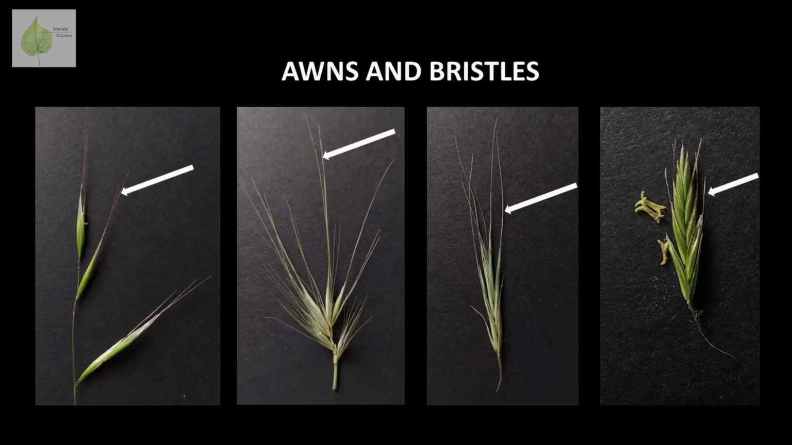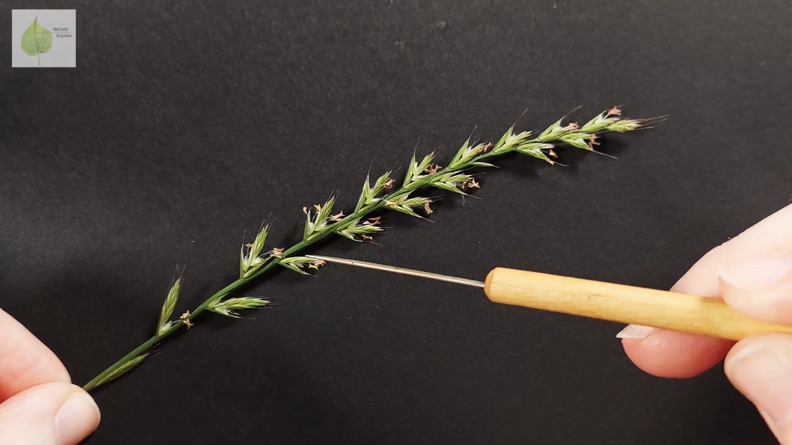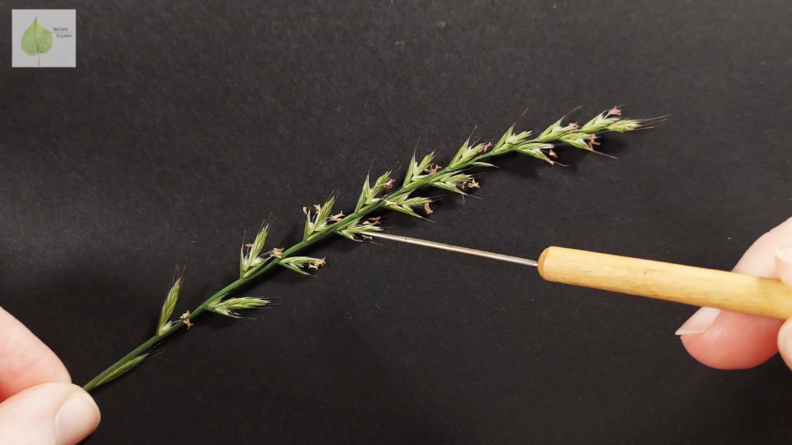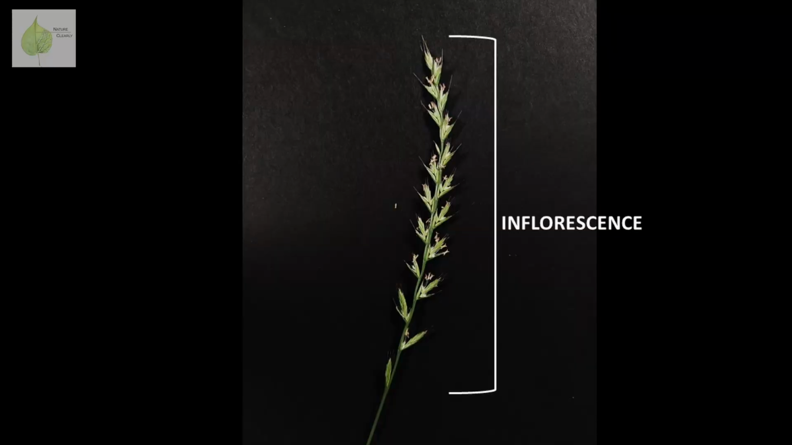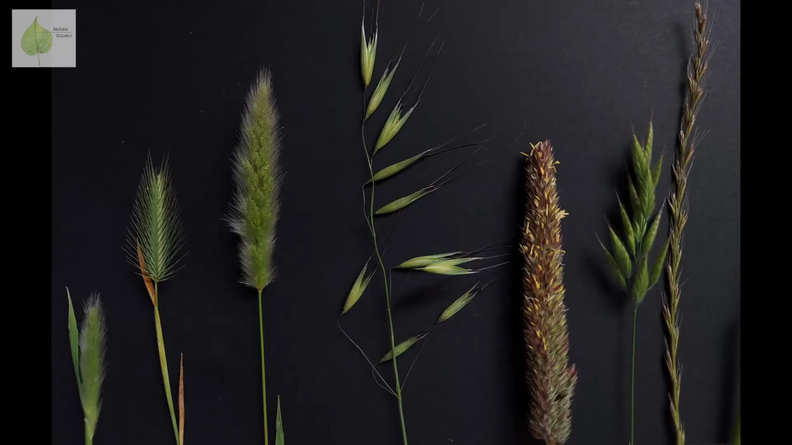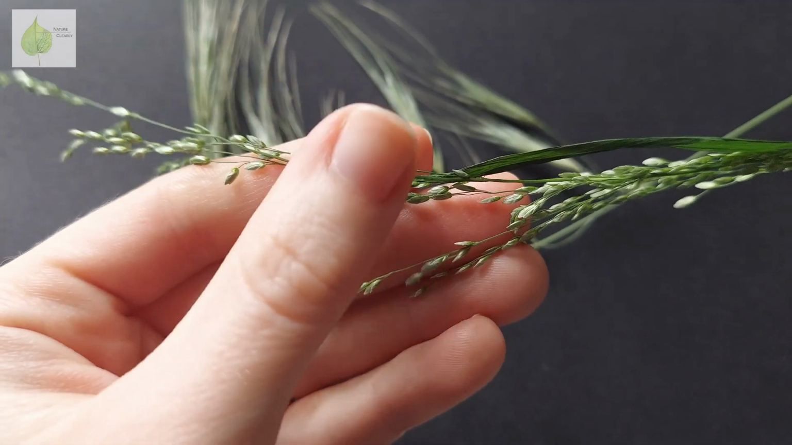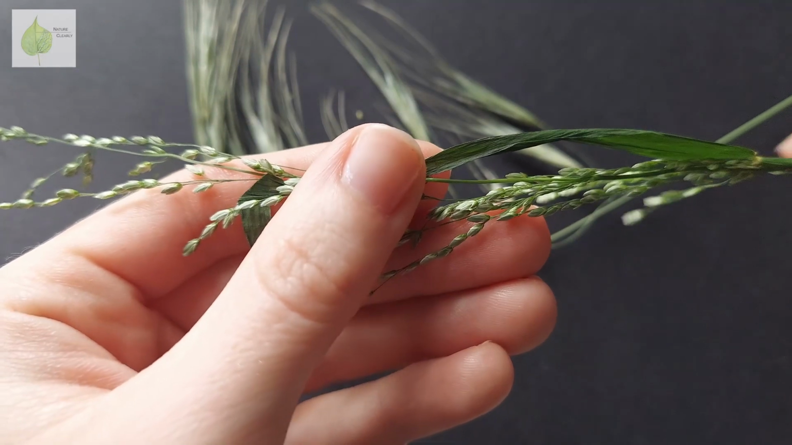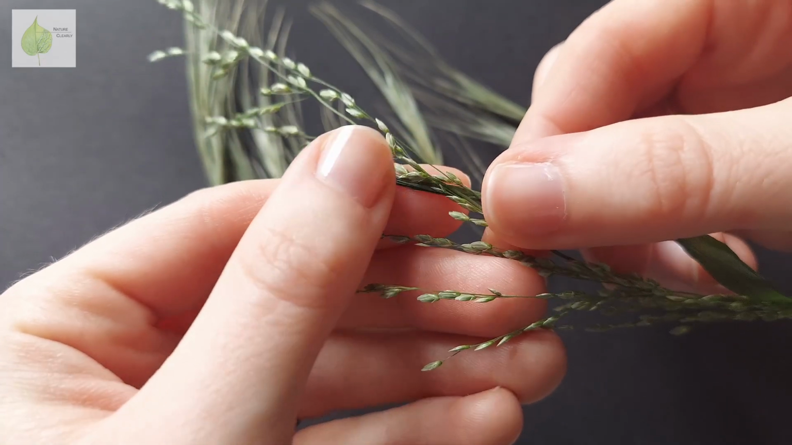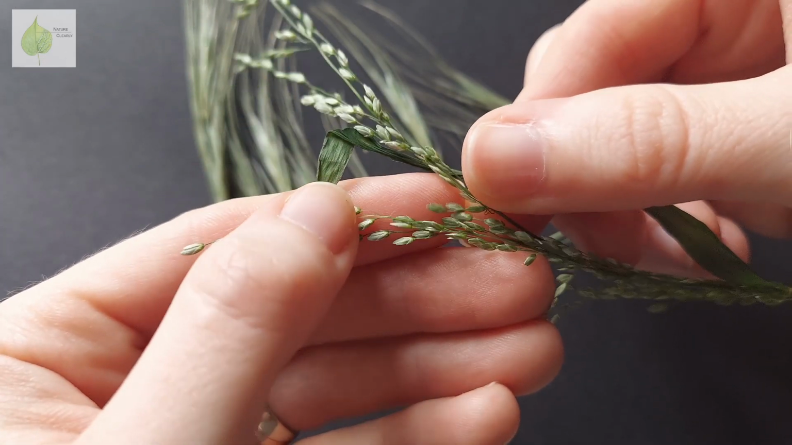Sometimes you might see awns, spiky projections coming out of the tip of a lemma or glume, or bristles on a spikelet. As you can see on this grass, there are many spikelets, and altogether they create an inflorescence. Based on the arrangement of spikelets on a rachis, the central axis of the inflorescence, there are different types of inflorescences. In grasses, the most common ones are the panicle, raceme, and spike. It might be tricky to recognize the type of inflorescence at first, but what's really important is being able to identify a single spikelet.